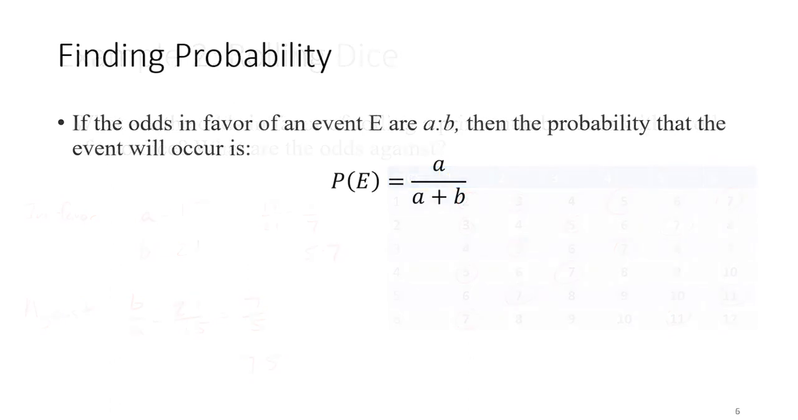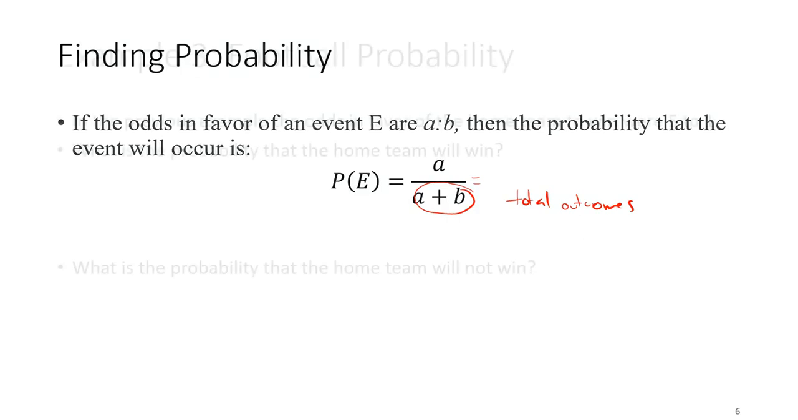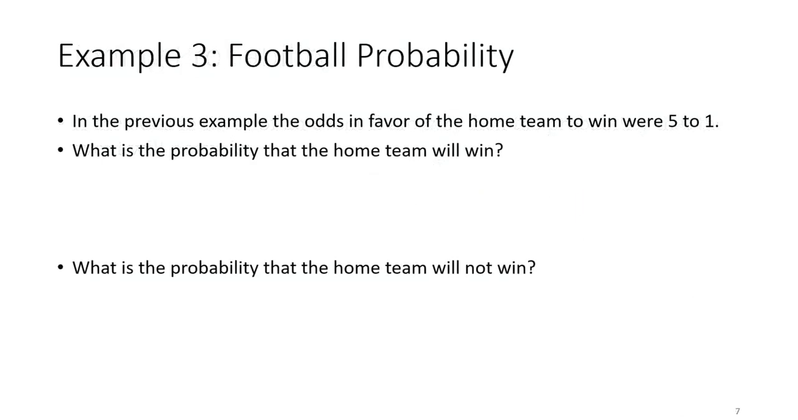If we know the odds in favor of an event, then we can determine the probability that that event will occur by just solving this formula. Notice that A is the number of favorable outcomes, A plus B is the total number of outcomes. And so this is essentially the same probability formula we've used before, but we're just using the odds to determine the probability.